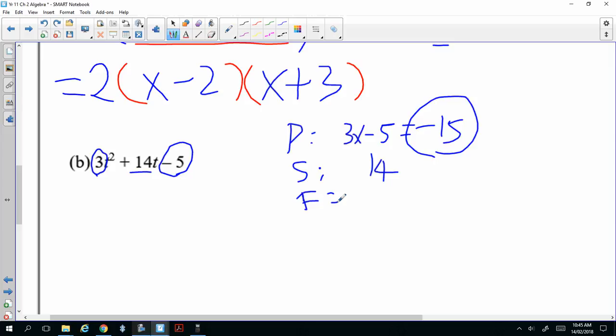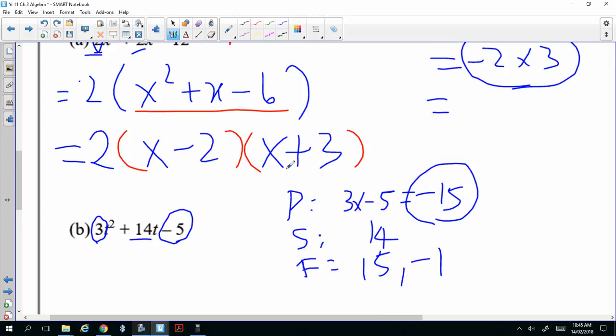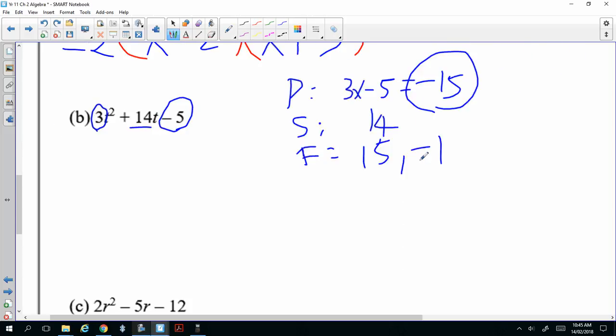Perfect. Thank you. 15 minus 1. Now, you can't do it like the monic case. Just write the numbers inside the bracket. This is what you need to do. Pay careful attention. So, this one, split the 14 into two parts.